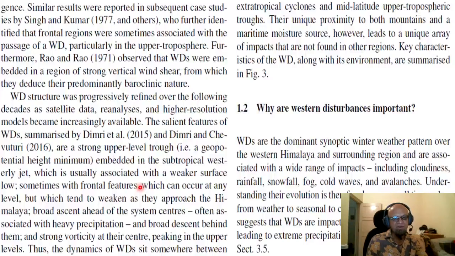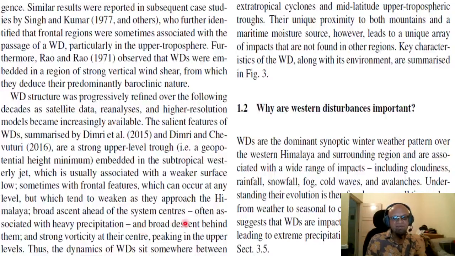It migrates further south during the summer season, and we have an easterly jet in the summer. Sorry, let me get it right. In the winter it's not, let's just leave it there. There is an easterly jet on top because the lower winds are southwesterly in the summer monsoon season. So this is usually associated with a weaker surface low, sometimes with frontal features which can occur at any level but which tend to weaken as they approach the Himalaya.